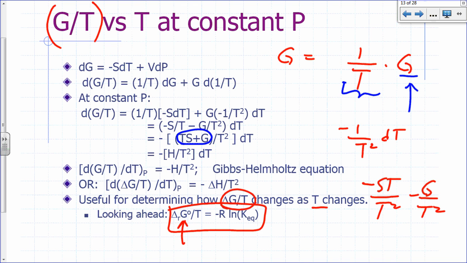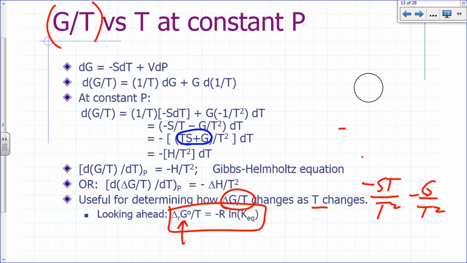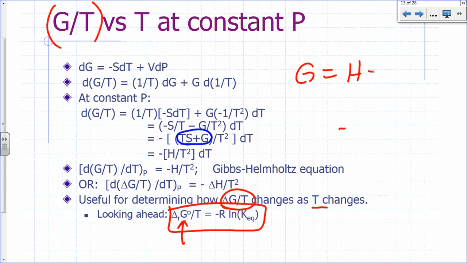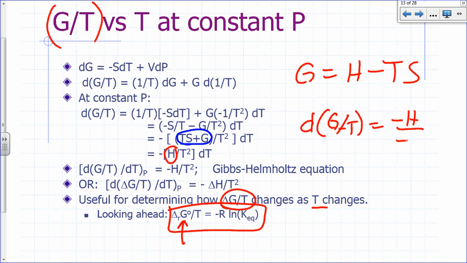But what is TS plus G? What's the definition of G? It's H minus TS. So what's TS plus G? It's just H. So this is just negative H over T squared. So d of G over T, we say, is just negative H over T squared dT. Or you can say that's also equal to H times d of 1 over T.